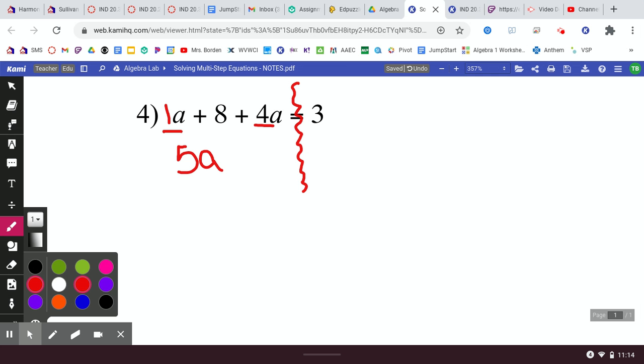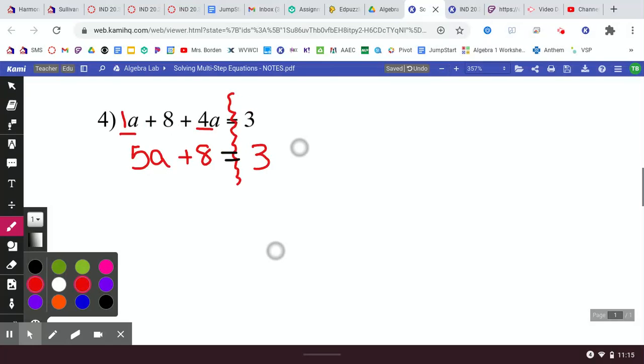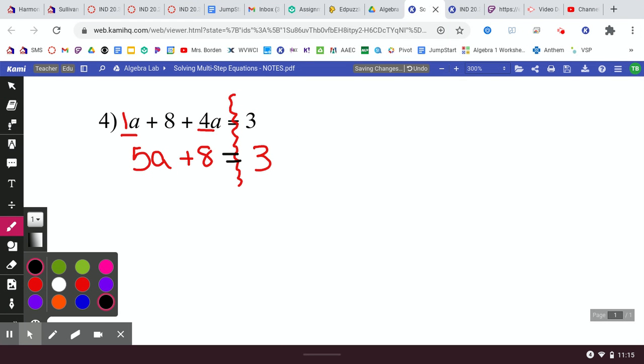Okay, I'm not changing anything. I'm not moving it to the other side of the equation. I'm not subtracting it away. I'm just simply combining them together. They stay on the same side, so I'm not moving anything. So that's that first step. And I'm just going to put that +8 right there. I didn't do anything with it. Equals 3.